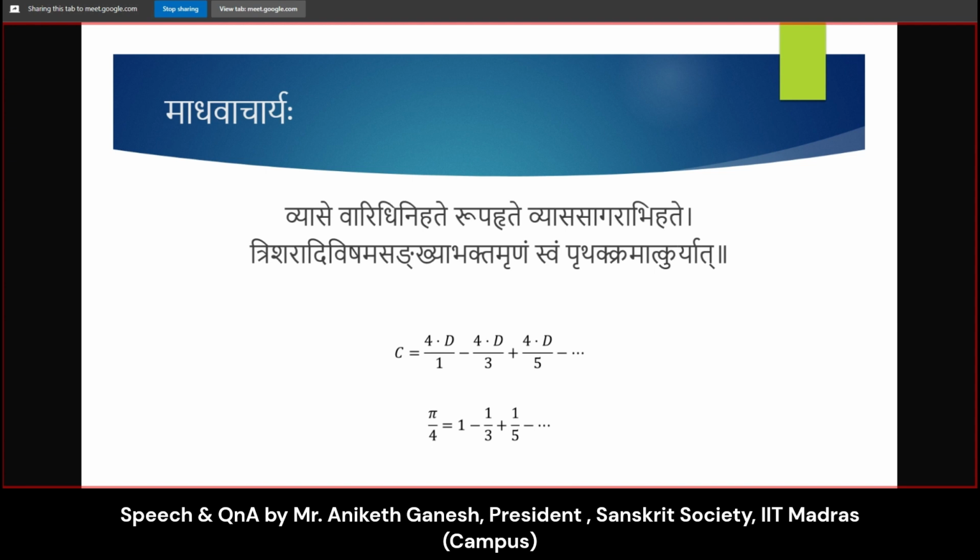So you multiply this Vyasa by 4, divide by 1, 3, 5, etc. Add and subtract them in alternating fashion. This will give you the circumference. That is the content of this verse. You may recognize this if you rearrange these terms. Put 4d to the other side. You get pi by 4 equal to 1 minus 1 by 3 plus 1 by 5. Some of you may recognize this as the famous Gregory-Leibniz series. You get this from tan inverse x equal to x minus x cube by 3, etc.